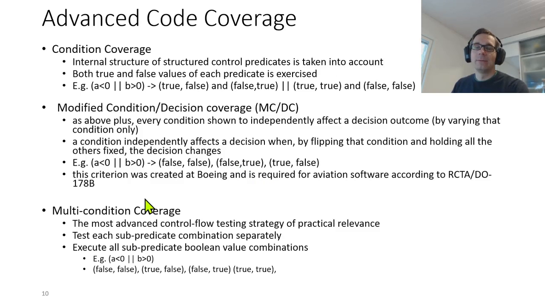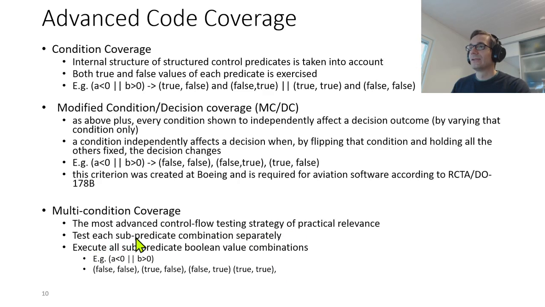Okay, so the final measure is called multi-condition coverage. As far as I know, there are no fields in the software industry that would require this level of coverage. So for practical purposes, one would stop at the modified condition decision coverage, because this is required in aviation field. But just to be complete, this is the most advanced control flow testing strategy.